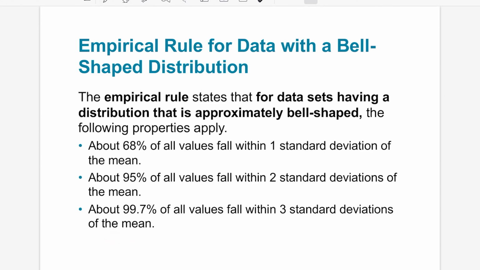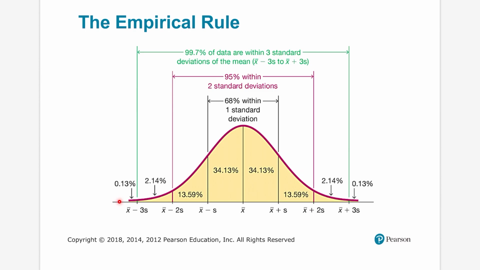What does that mean? So I have a graph of my data that is a bell shape. This is my mean. This number is mean plus standard deviation, which is 1 standard deviation above the mean. This number is the mean minus standard deviation, which is 1 standard deviation below the mean. So the empirical rule says that everything from this number to this number will be 68% of my data values.